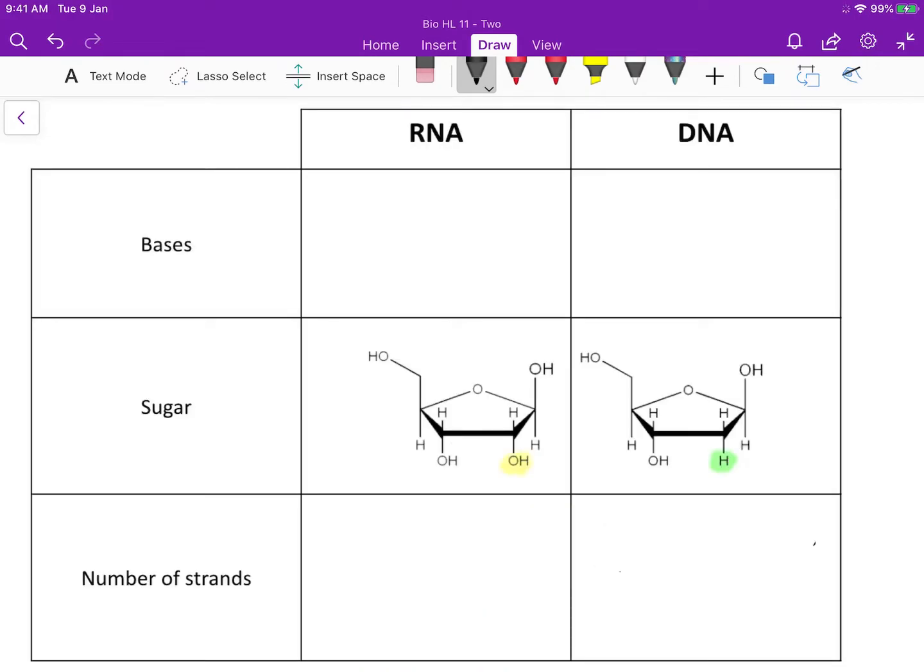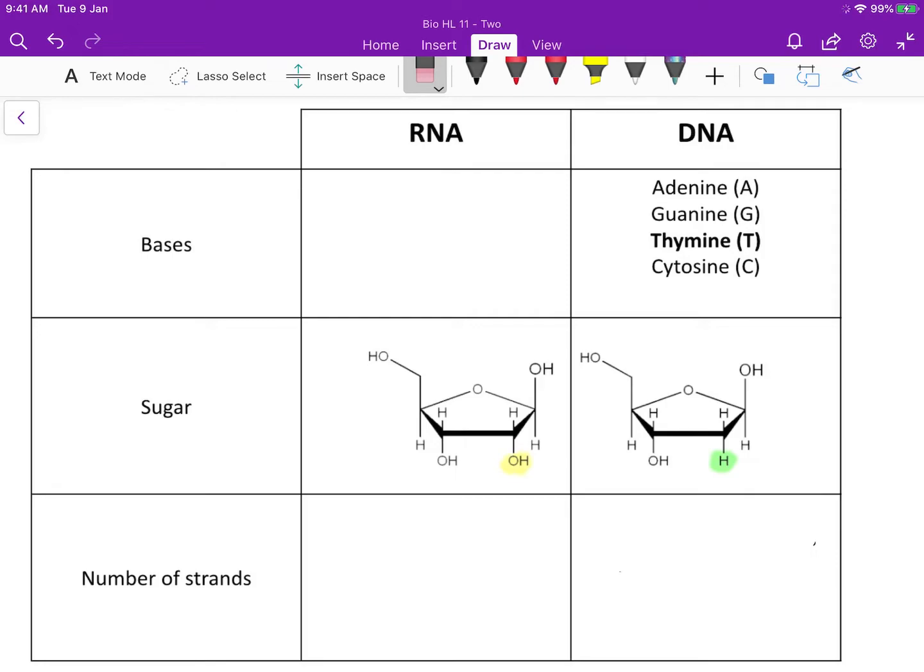But we also have some other differences. So in DNA, we have the bases adenine, we have guanine, we have thymine, and we have cytosine.